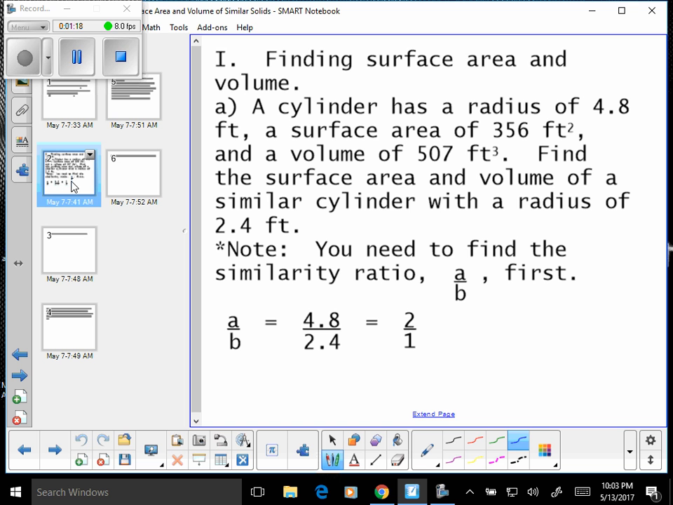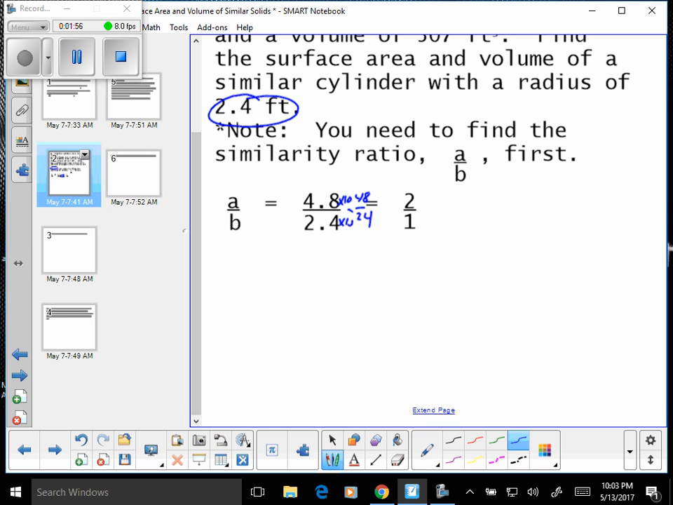What we're doing here is we take the first one compared to the second one. So I'm going to take the corresponding length that I do know, 4.8, over the corresponding length of 2.4. Now remember, I would multiply this by 10 and get a 48. I would multiply this by 10 and get a 24. And that's how come I get 2 over 1 for my similarity ratio. And in most cases, you're going to have to find that first. So we write A over B, then we put the two numbers, and then we go to the lowest terms.